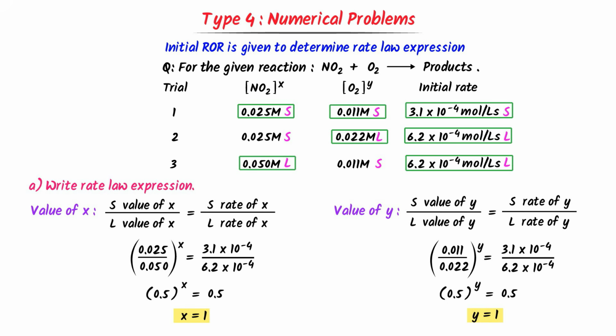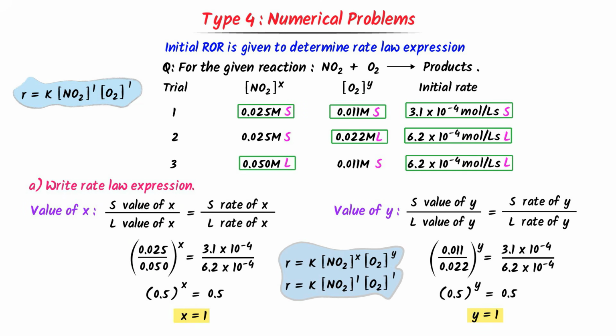Now, I write r is equal to k into NO2 raised to the power x and O2 raised to the power y. R is equal to k NO2 raised to the power 1 because the value of x is 1, and the concentration of oxygen raised to the power 1 because the value of y is 1. Thus, this is the rate law expression of this reaction.